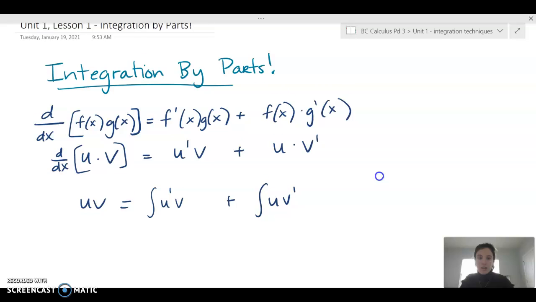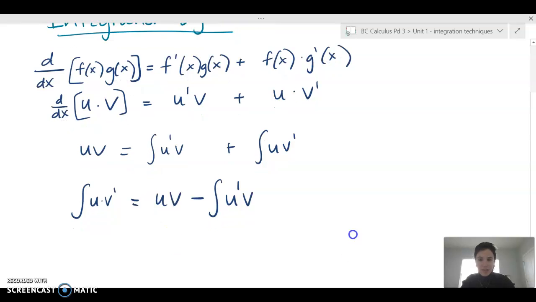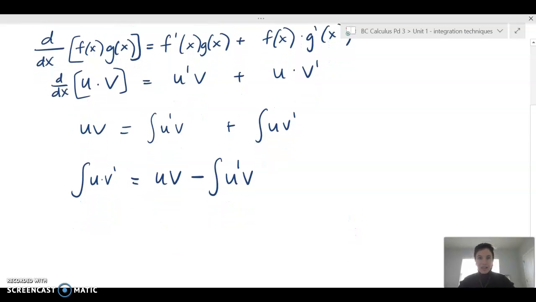Okay, so here, what I'm going to do next is, instead of leaving it like this, I'm actually going to solve for this integral right here, this right integral. So I have the integral of u times v prime, that's equal to uv minus, so I'm keeping it on this side, I'm just reversing sides, uv minus the integral of u prime v. All right, what I have here is the formula for integration by parts.